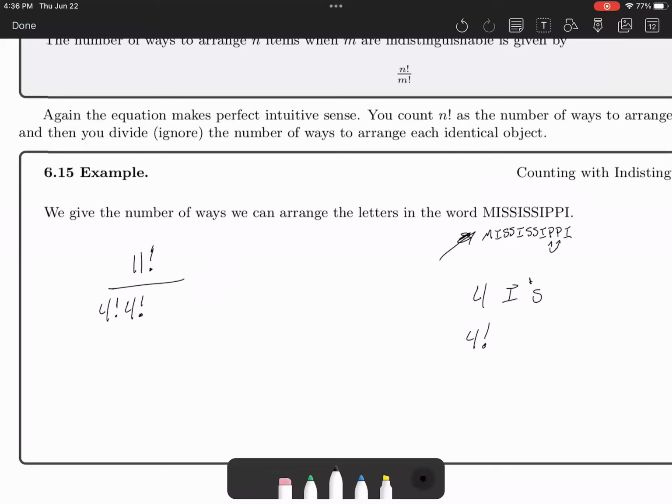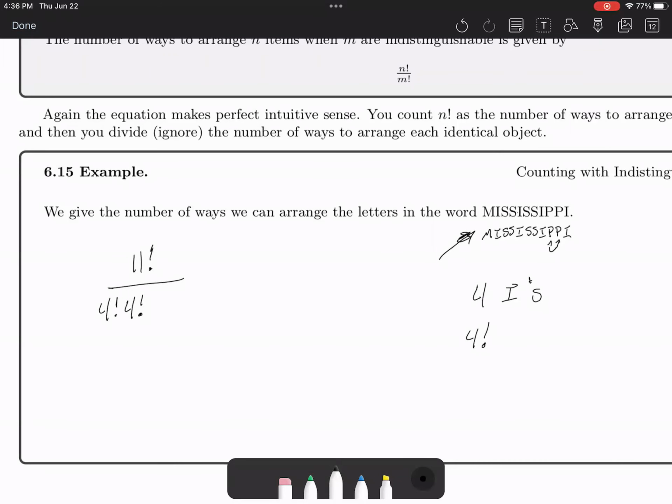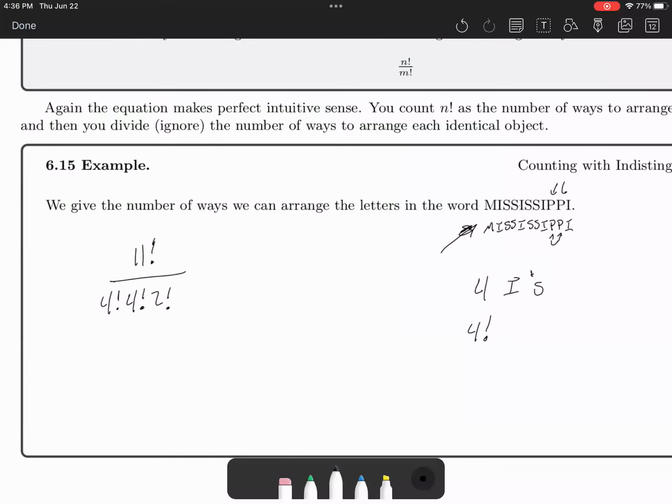What else do we need to ignore? We've talked about the M, the I, the S's, and these 2 P's. So if we switch those 2 P's around, we wouldn't be able to tell. And there are 2 factorial arrangements that give those two P's in 2 different places. In fact, 2 factorial is just equal to 2 times 1, so 2. In fact, these are the 2 different arrangements of those P's. You just switch the P's.